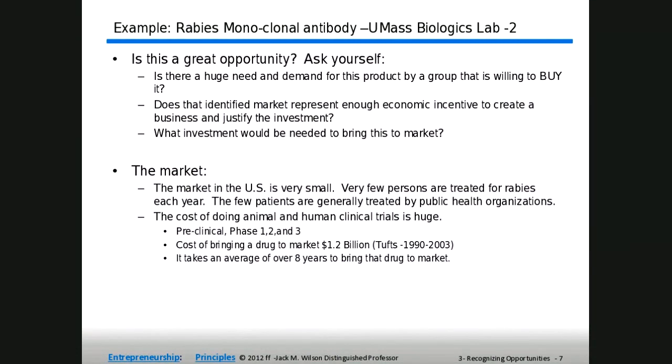What kind of investment would be needed to bring this to market? The market is pretty small. And you're really talking of a cost in the billions of dollars to bring a drug to market. So it would cost us over $1 billion to bring this drug to market, and we don't have $1 billion worth of people willing to pay for it. That is heartbreaking. But unfortunately, it is the truth.